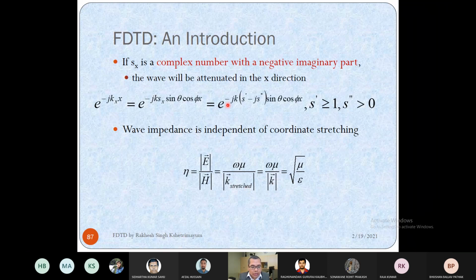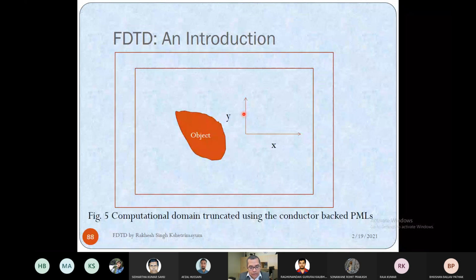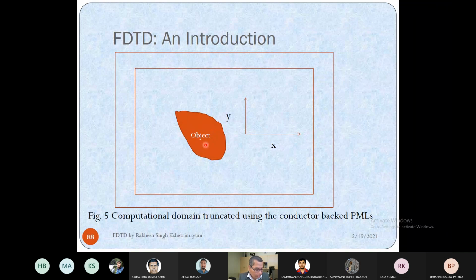And this term will also try to attenuate the wave propagating along the x-axis. We can do it for the y-axis and z-axis also later on. So let's say this is the typical example. We want to do an FDTD simulation of this object here. This is a 2D case with this x-axis and this y-axis. If you want to do simulation for infinite space, you have to have infinite time. We don't have infinite time to do the simulation. We want to finish as soon as possible.